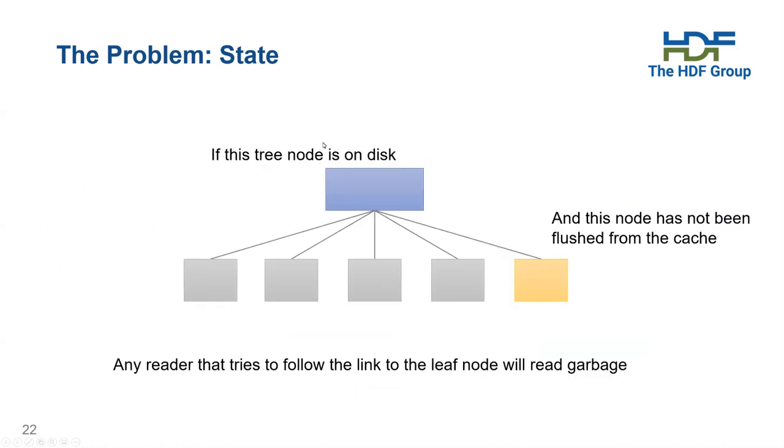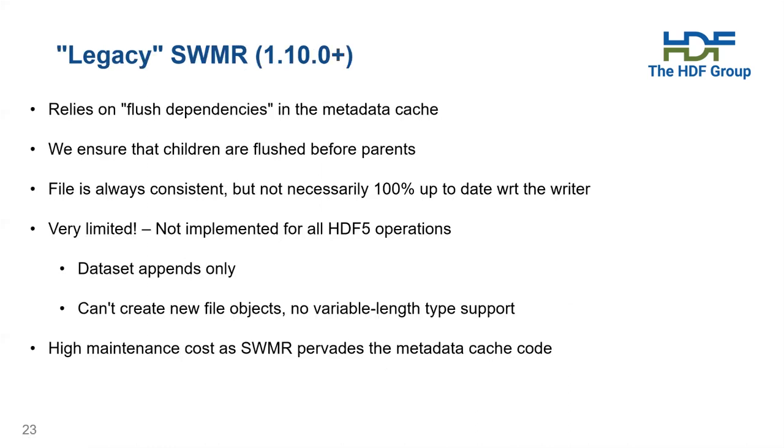And so the problem with this is that if a root node is on disk and a leaf node has not been flushed from the cache, and a reader comes in and inspects this root node and finds that there's something that it needs at a certain offset, and this only exists in the writer, when it tries to go to this part of the file, there'll be nothing there. It'll just be garbage, or it'll try to go off the end of the file. And so that's a problem. The file system is not a great way of doing IPC for this reason.